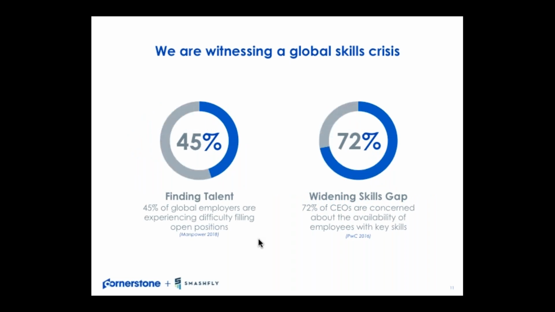And so what we're really witnessing is a global skills crisis. According to Manpower, 45% of global organizations are experiencing some level of difficulty filling positions. I think that number is around 42% at the U.S. level. So it's a problem that not only exists globally, but it also exists here in the U.S. PwC also reached out and surveyed CEOs, and you can see that 72% of them expressed concerns with their existing employees having the right skills. And so there's a problem out there not only filling the positions that we have, but also planning for that future and those skills change.